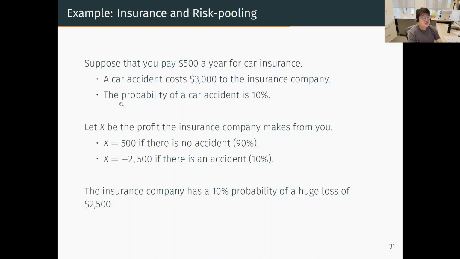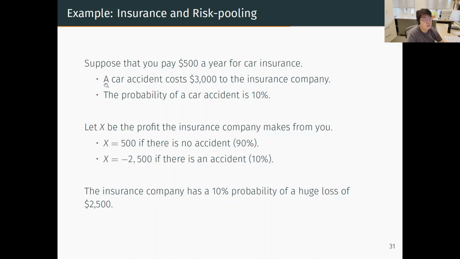Okay, so let's think about car insurance, right? Simply assume that you pay a $500 premium a year for car insurance. Your insurance will cover you when you have an accident. Suppose that if you have an accident, it will cost $3,000 to the insurance company. The insurance company pays you $3,000 when there is an accident. But it does not happen all the time.